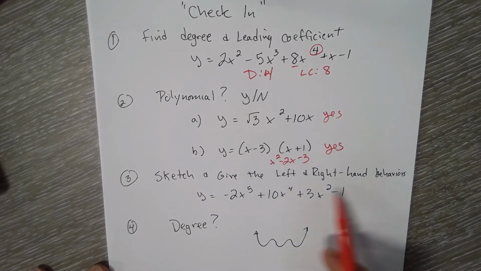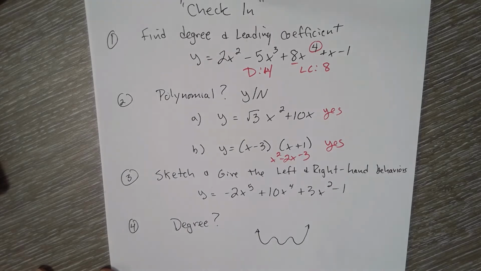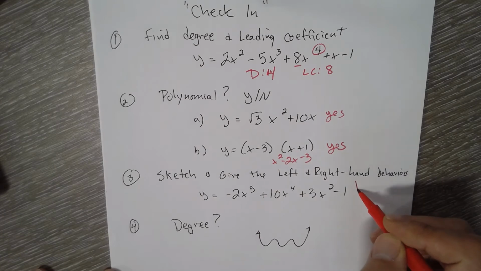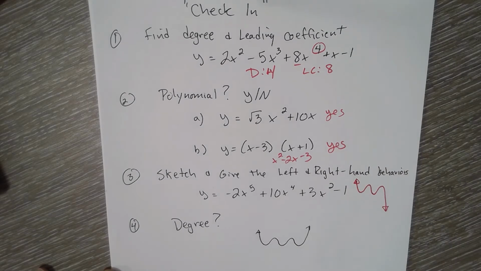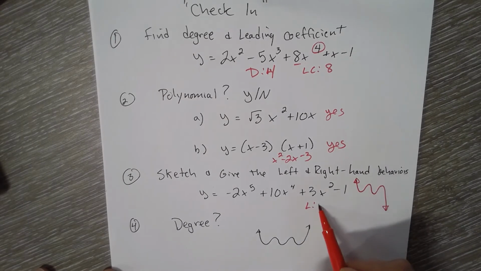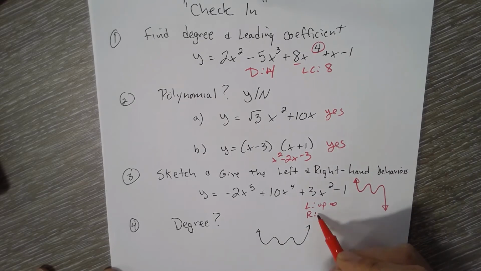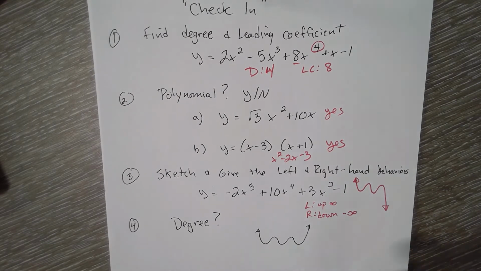Sketch and give the left and right hand behaviors. Okay, so it is 5th degree negative. So that means it's going to go down because it's a negative leading coefficient. So 1, 2, 3, 4, 5. That would be my sketch. And the left would be up or infinity. And the right would be down or negative infinity.